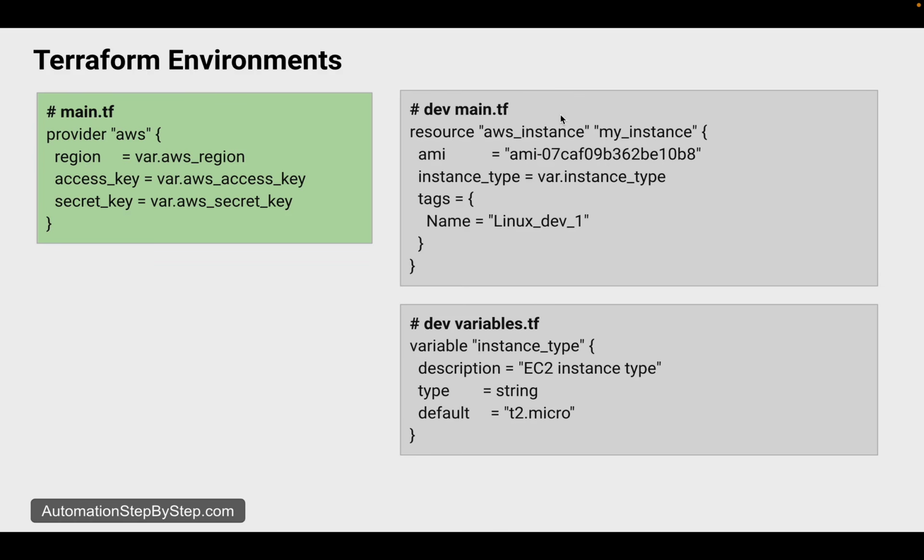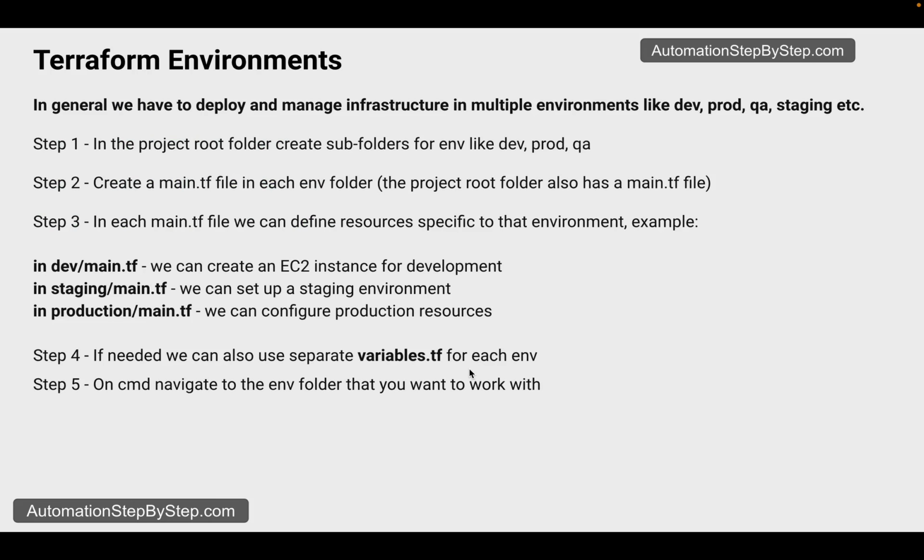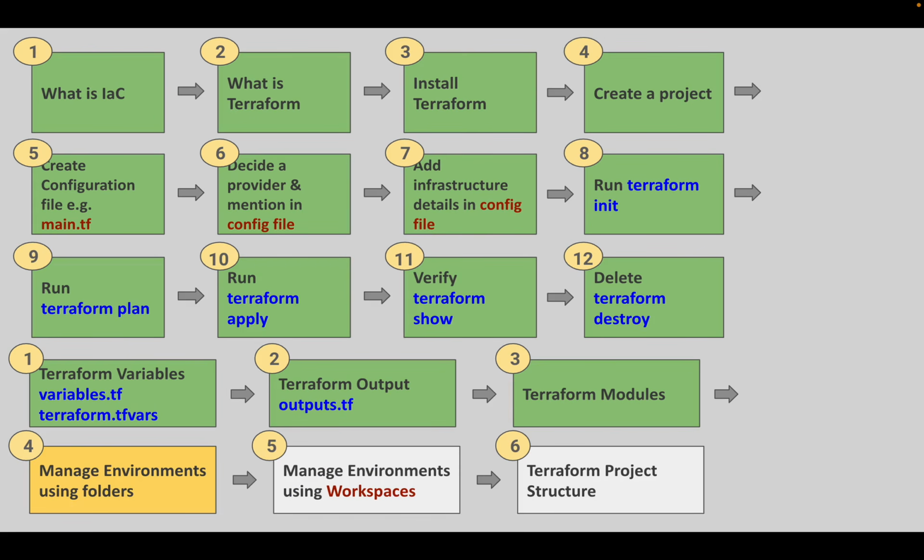Okay, so this is the main.tf file for our root folder of the project. This is the main.tf file of our dev folder or the dev environment. This is the variables.tf file of our dev environment, and then we can navigate to the environment folder that you want to work with, or we can call it within our main.tf file of the root folder and then run all the Terraform commands that we have already seen. Okay, so this is one way of managing environments in the form of modules.